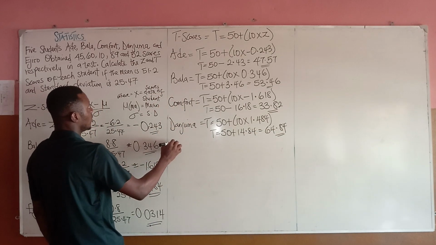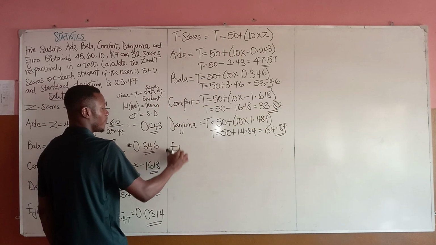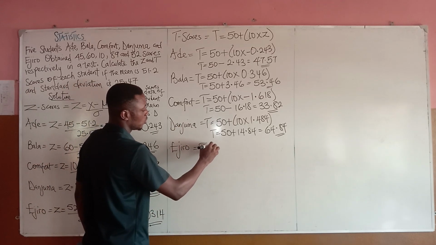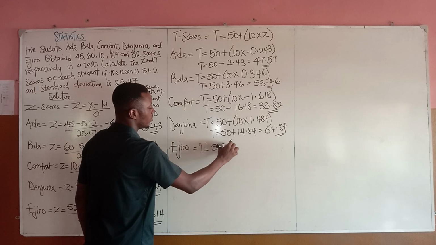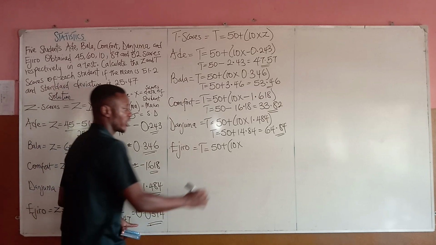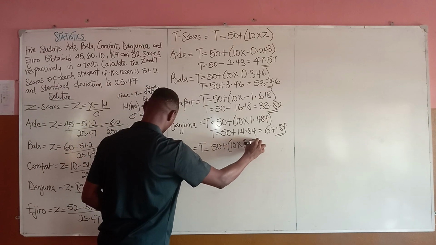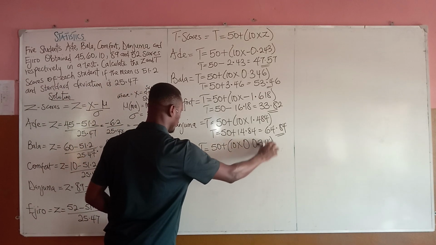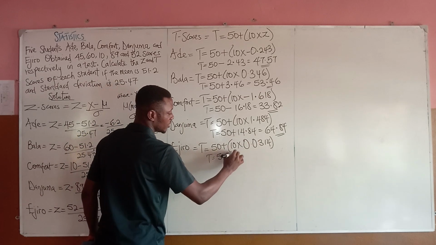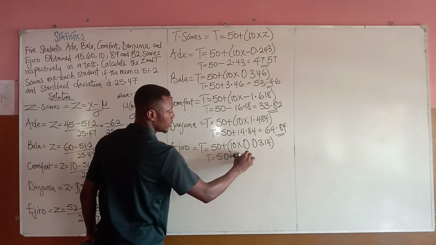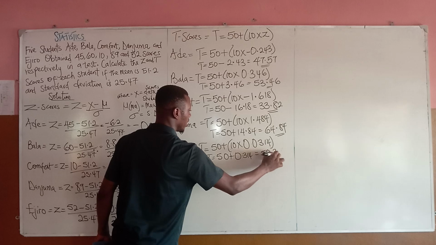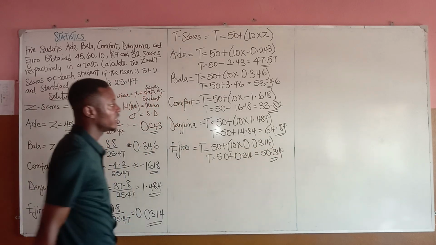And then finally we have A0. Now A0 will give us T equals what? 50 plus open bracket 10 multiplied by Z. His Z score is 0.0314. Now 10 multiplied by that is 0.314, plus 50, which will give us 50.314 as his T score.